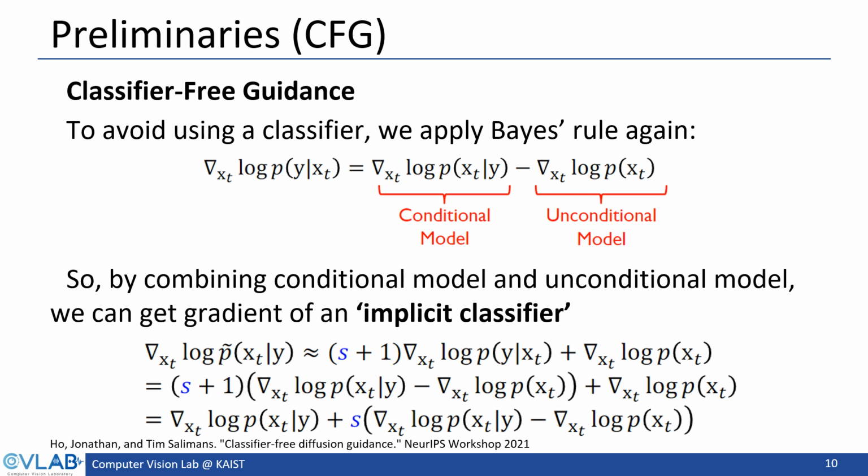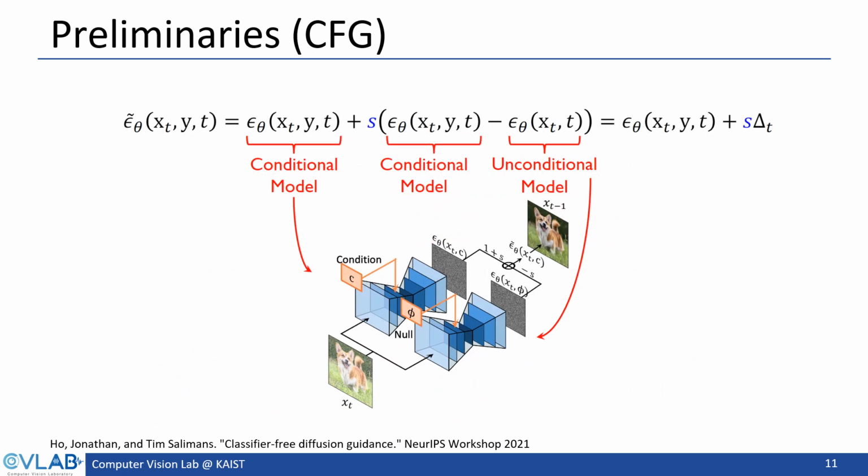classifier-free guidance is proposed. It avoids an unconditional classifier by using Bayes' rule to break down p(y given xt) into conditional and unconditional densities. So we can guide the sampling process by using delta t, the difference between the conditional and unconditional model predictions. By scaling this difference with a factor s, we can control the strength of the guidance during sampling as in classifier guidance.